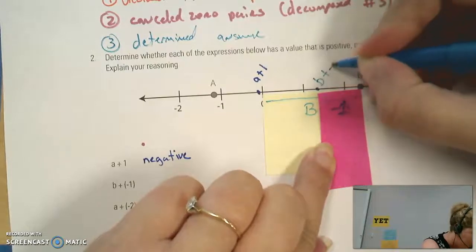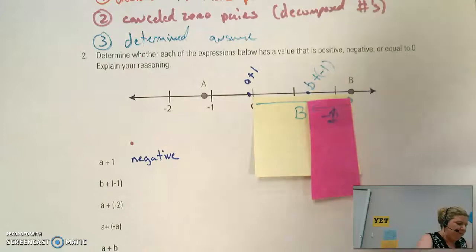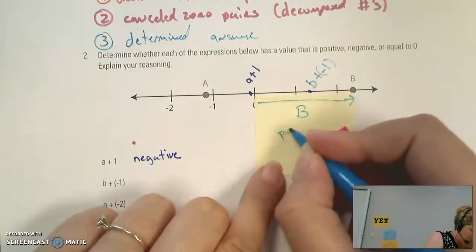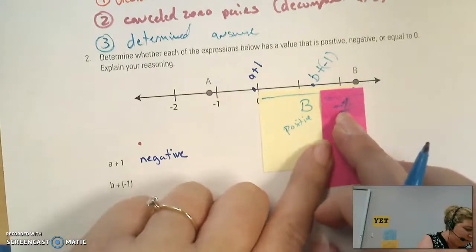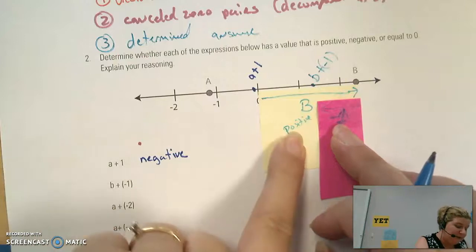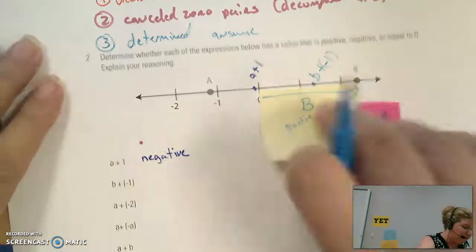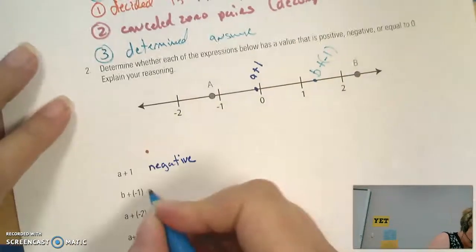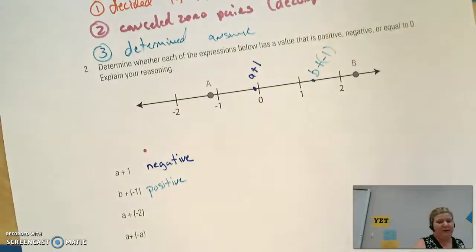B plus negative 1. Which one's longer? The positive number, B, or the negative number, negative 1? Just looking at the papers here, I can tell that the positive number is longer, which means it has a greater absolute value. So my answer here is positive. I think I figured something out. I'm going to write it down, and then we're going to test it and see.